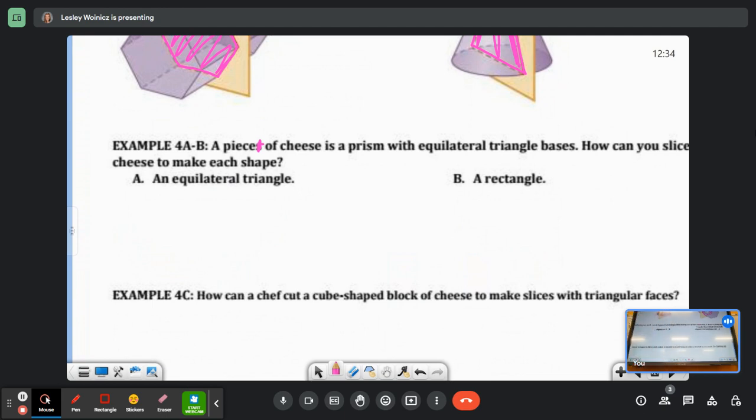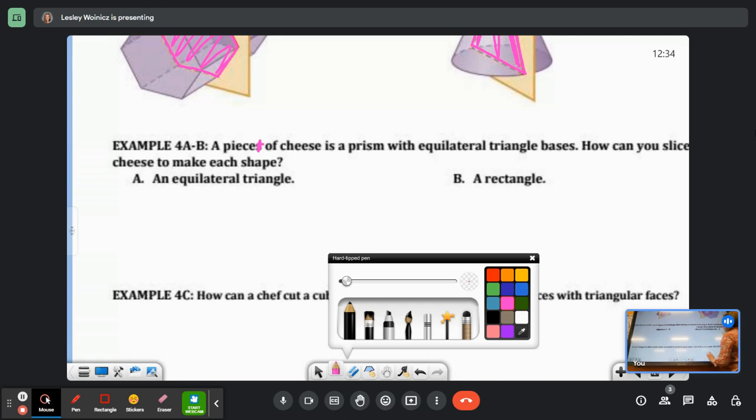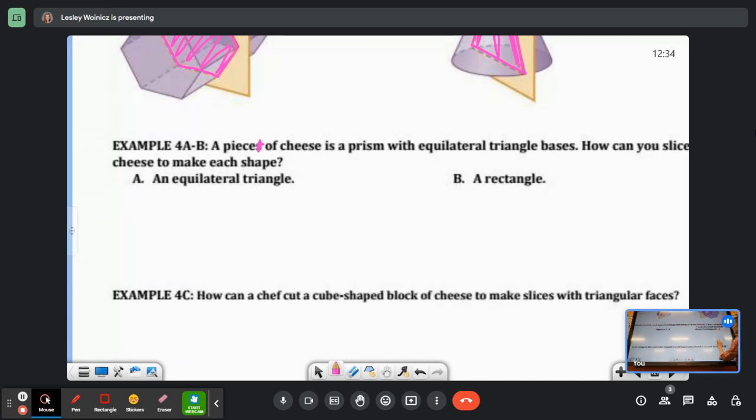A piece of cheese is a prism with equilateral triangle bases. How can you slice the cheese to make each shape? Okay, so we've got equilateral triangles as the bases. So I'm going to draw one base. Whoops, that wasn't very equilateral, was it? Okay, and then here's my top one. Well, I'm going to draw my sides first.